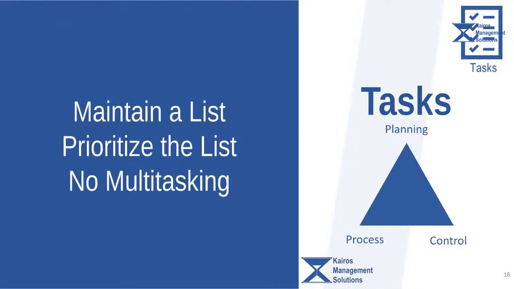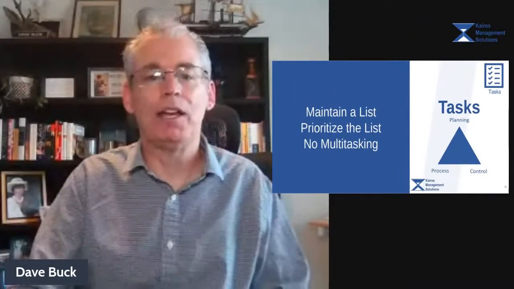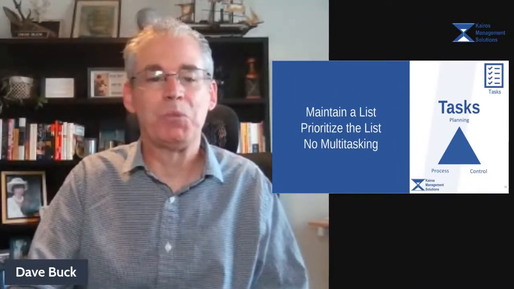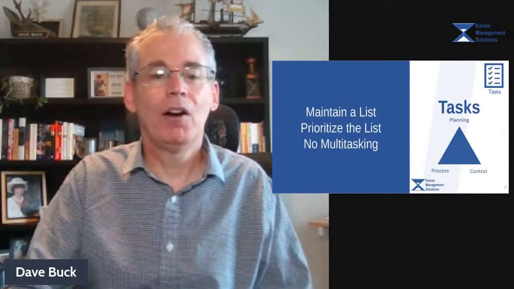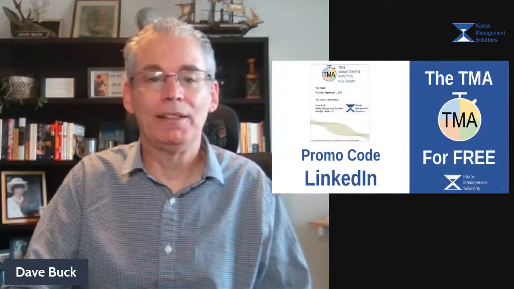So, summarizing tasks for you, 3 areas: maintain a task list, prioritize that list, and don't multitask. Again, weaving in this idea of the right planning to maintain and prioritize the list, the right process to execute that list, and then to control yourself to be focused only on doing the tasks that are absolutely necessary, and forgiving yourself for the secondary ones. All right, so we've gone through 2. We've gone through planning and tasks.